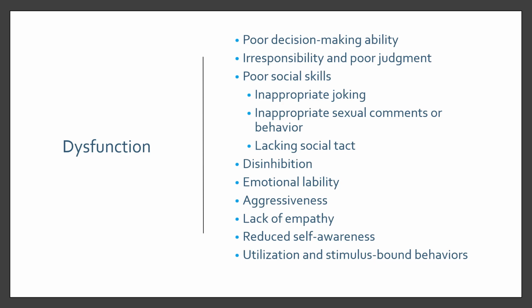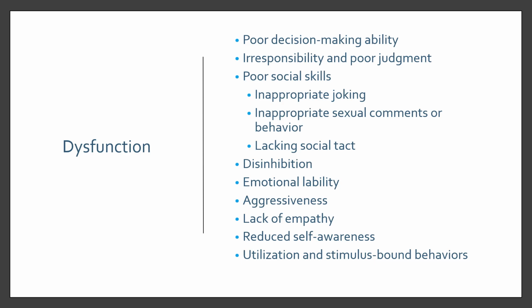Disinhibition and emotional lability, which are very core features of orbital frontal dysfunction. Aggressiveness, a lack of empathy, reduced self-awareness, and then utilization and stimulus-bound behaviors. So a utilization behavior refers to an inability to suppress the urge to use an object. So they might use the object in a correct way, but in an inappropriate context. So for example, if they see your pen in front of them, they might grab it and just start writing. So it's an appropriate behavior, but at an inappropriate time because they can't resist using that object.